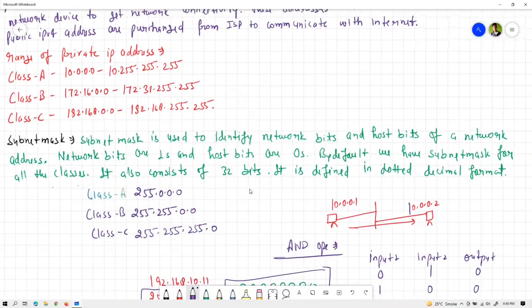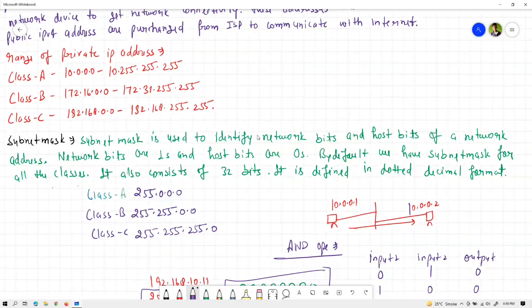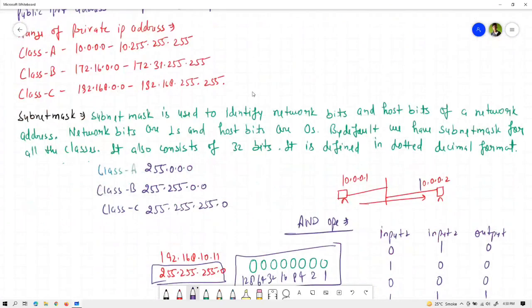So the subnet mask is used to identify the network bits and host bits in a network address. Network bits are used or occupied bits, and host bits are available bits. Host bits will tell you how many available IP addresses there are in a network address, and network bits will tell you how many bits are already used to create this network. In subnetting and IP addressing, we have done IPv4 classes and types. Now we need to do subnetting, right?